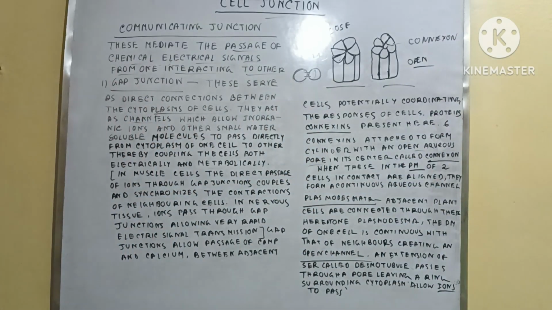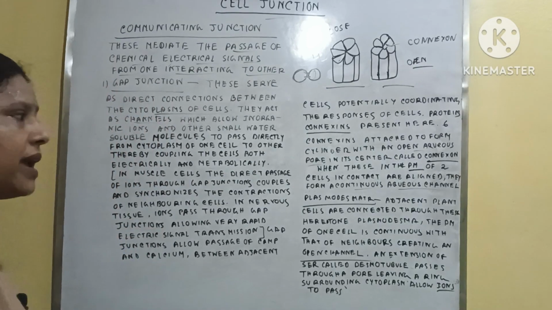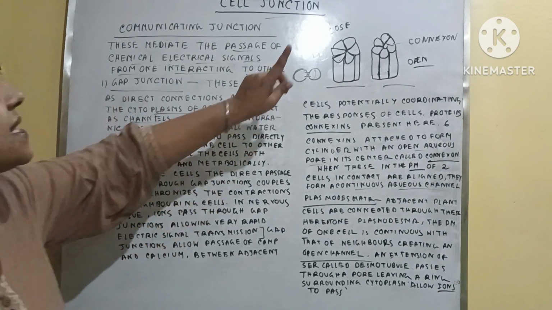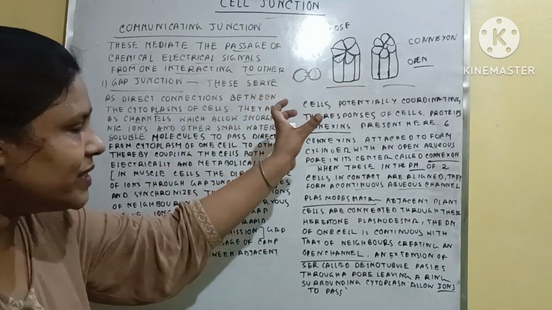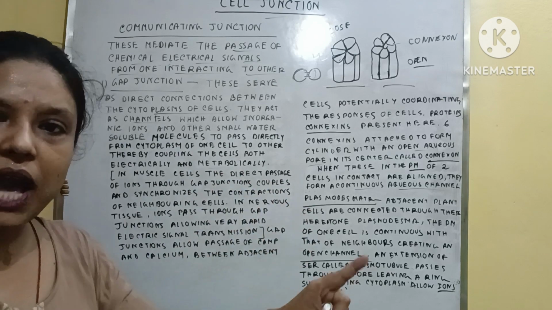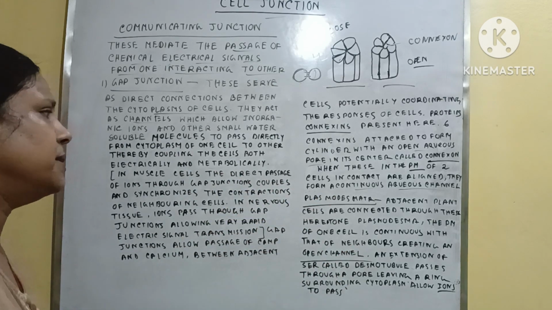When the connexons in the plasma membranes of two cells in contact are aligned, they form a continuous aqueous channel. If the connexons of two cells are aligned with each other, then continuous ion transport is possible.